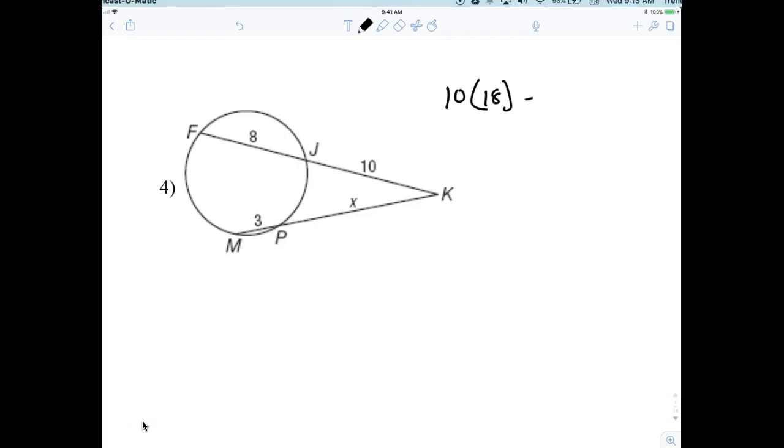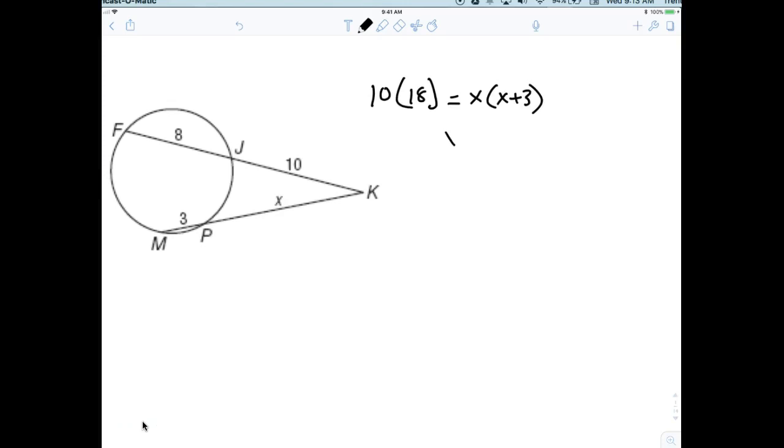X times x plus 3. All right. Now, on this one, I want to take a look at it a little bit closer because it is a quadratic. So we have x squared plus 3x minus 180 equals 0.